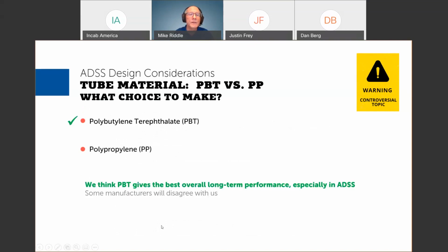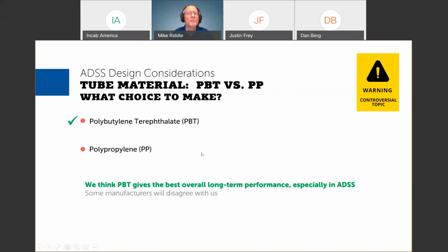And as you can see, on behalf of InCab, we think that PBT is the way to go, just the best overall choice. But obviously some of our competitors would disagree with us on that. Draw your own conclusions.